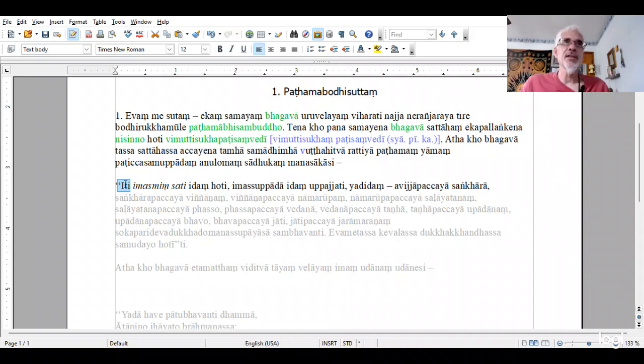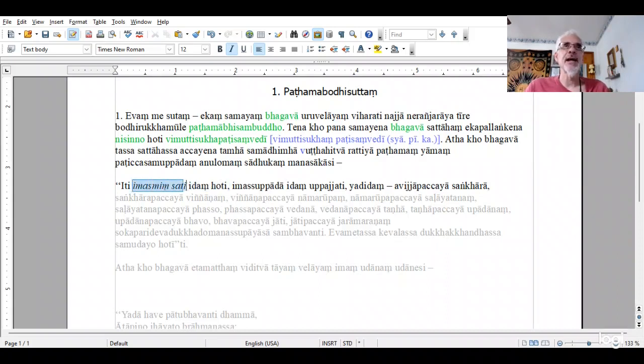So we start with this word iti. In this case, it means thus, and you could almost think about it as like a colon. We're talking about paticcasamuppada in order, colon, and it's what follows here. So now at the beginning, we have imasmiṃ sati idaṃ hoti.